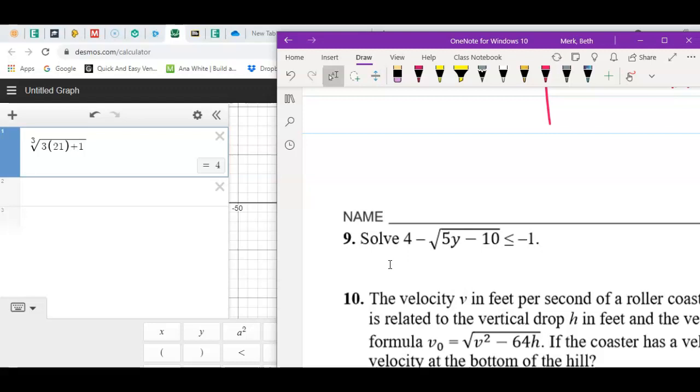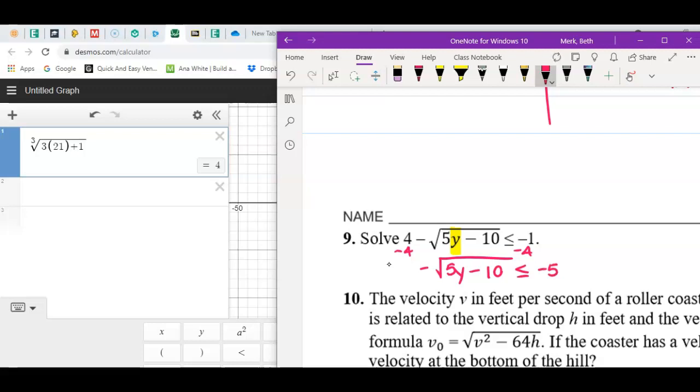For number 9, we need to solve for y. It just says solve, which means solve for the only variable we see here. We need to get rid of everything on this side of the inequality except for the letter y. We need to get rid of the 4, the negative, the square root, the 5, the negative 10. In a specific order, of course. So first, let's get rid of this 4 by subtracting 4. That gives me negative square root of 5y minus 10 less than or equal to negative 5.